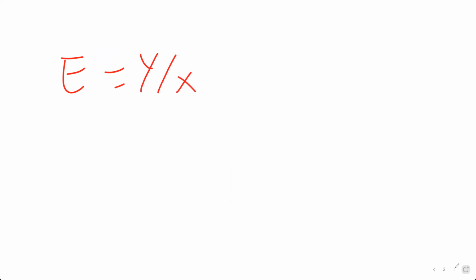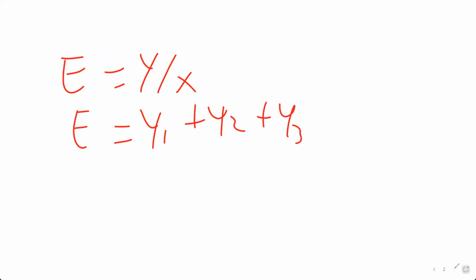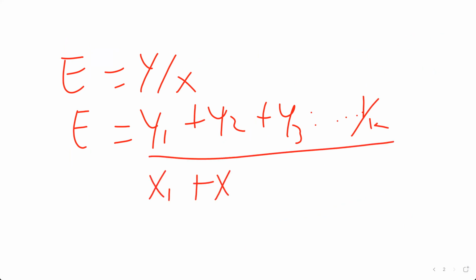But in a multiple situation, the person would say the efficiency is y1 plus y2 plus y3, all the way up to, let's say, yk, divided by the input, which is x1 plus x2 plus x3, all the way up to xk. Now, there's a problem with this if you define efficiency like this. Because by using the principle of additivity, you've just combined the inputs and the outputs together. Because you say there are multiple inputs and multiple outputs. So because of that, you just combine them together and that's it.